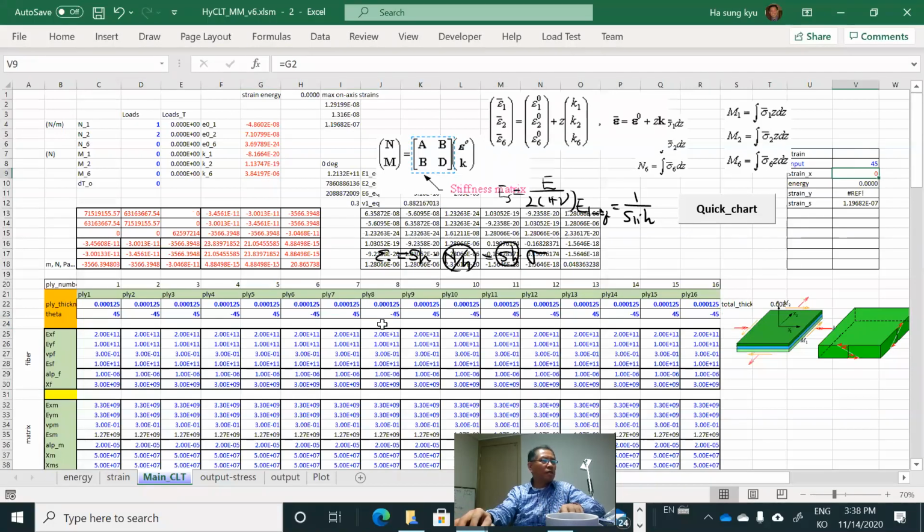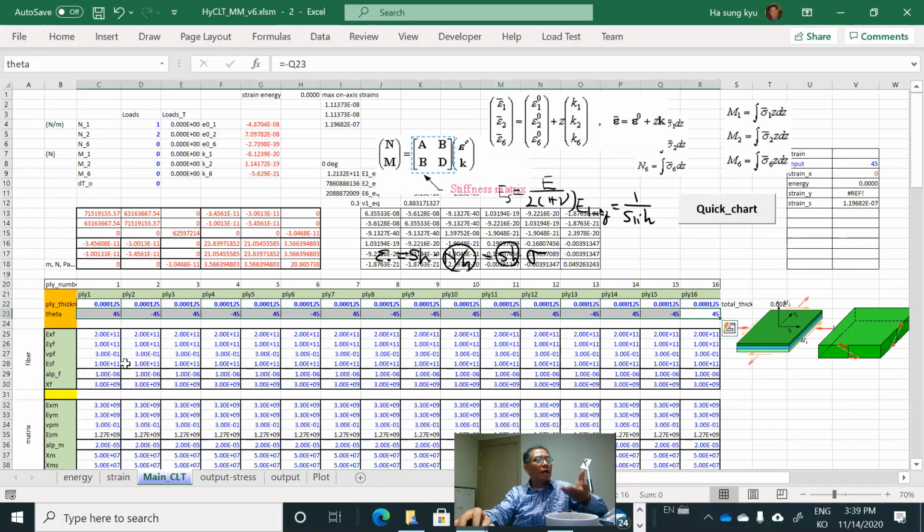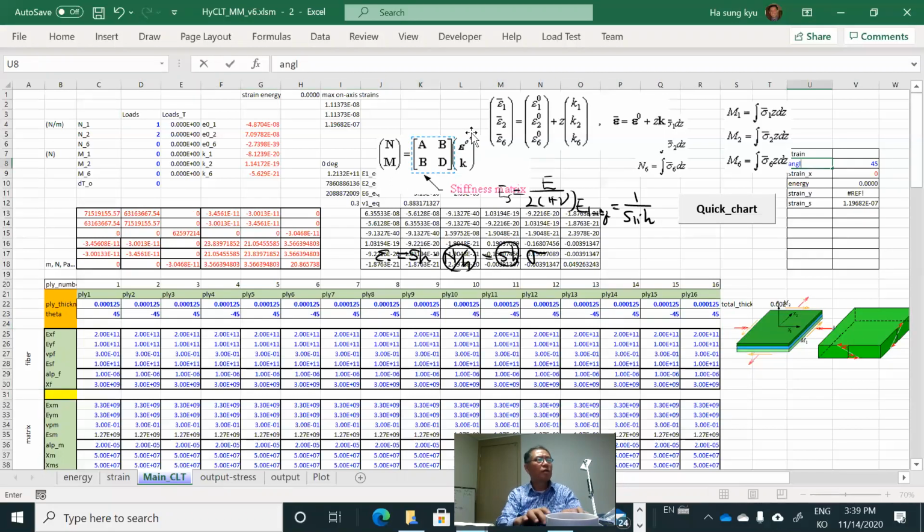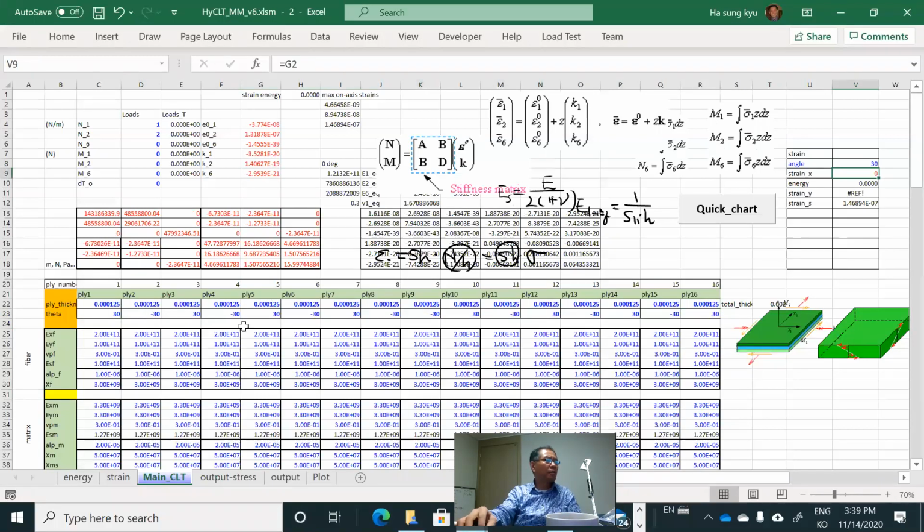If you want to make it symmetric, all you need to do is change this one to positive. Then it's a minus, plus, and so on. This is called an angle laminate. As you can see, this is actually the angle. In this case, you can change the name, angle, and then say 30 degrees, and as you can see, plus minus.